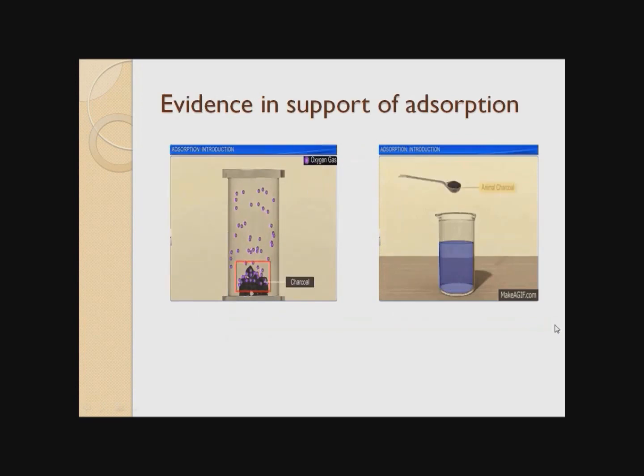Evidence in support of adsorption. In first figure, if we introduce finely divided activated charcoal into a closed vessel containing oxygen gas at low pressure, the pressure of the gas is found to decrease, showing that some amount of gas has been adsorbed. In figure 2, the solution of organic dyes such as methylene blue, if we add animal charcoal to it and stir, it is observed that the intensity of the color in the solution decreases, showing that some amount of the dye has been adsorbed.